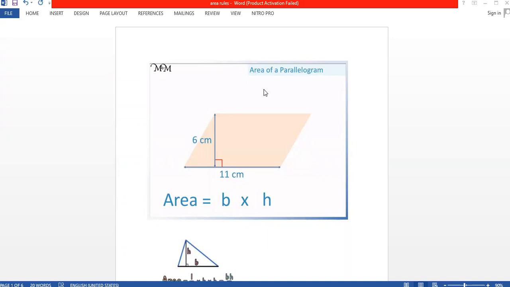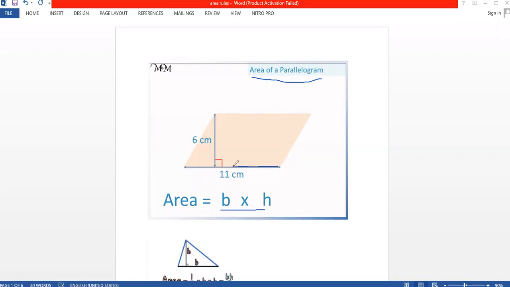Today I'm going to discuss with you some area rules, which is very helpful, especially for grade 6 students, and some solids. Here we start. The first figure we're going to discuss is the parallelogram. Here is the parallelogram. Now, area of the parallelogram equals base multiply height.